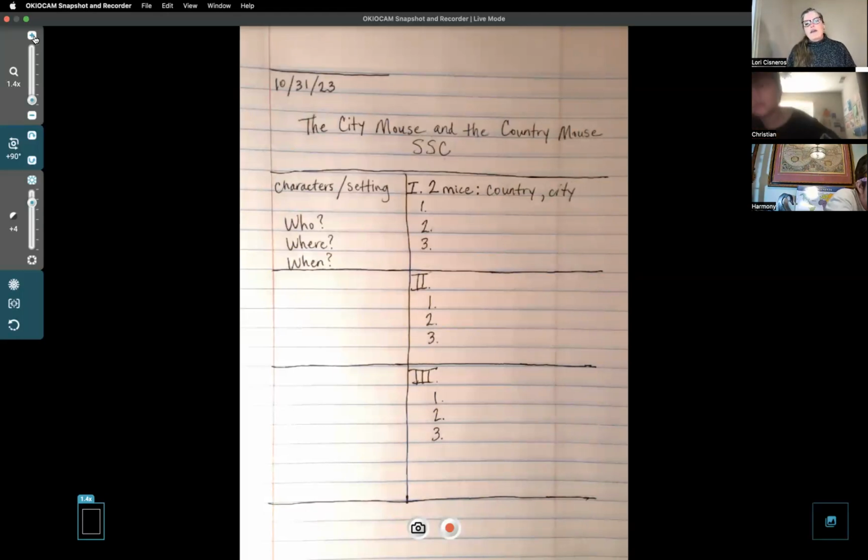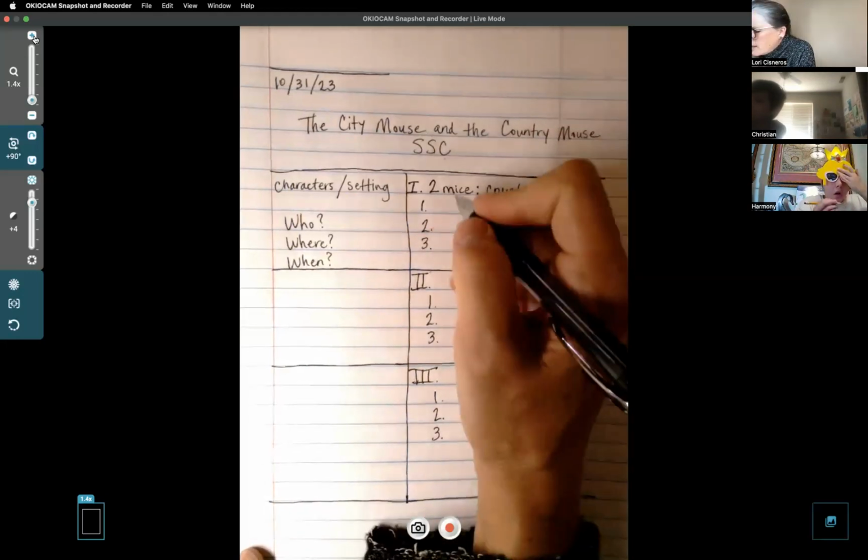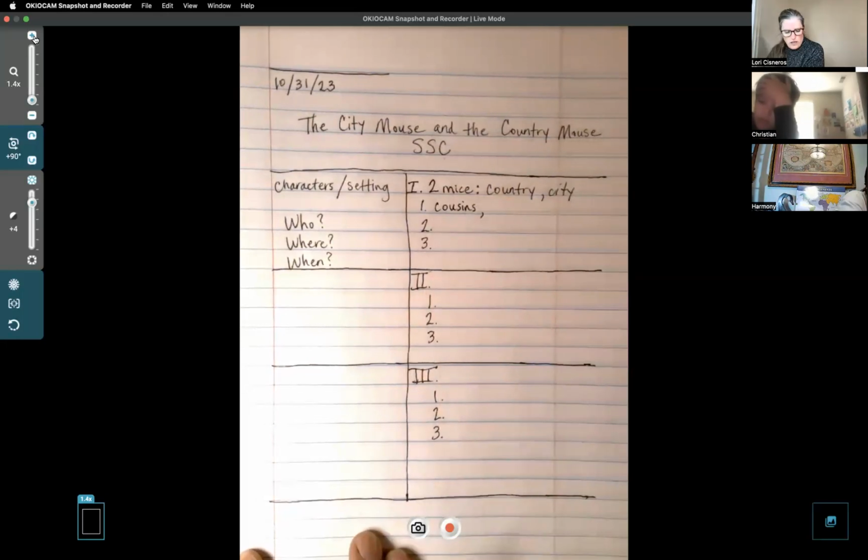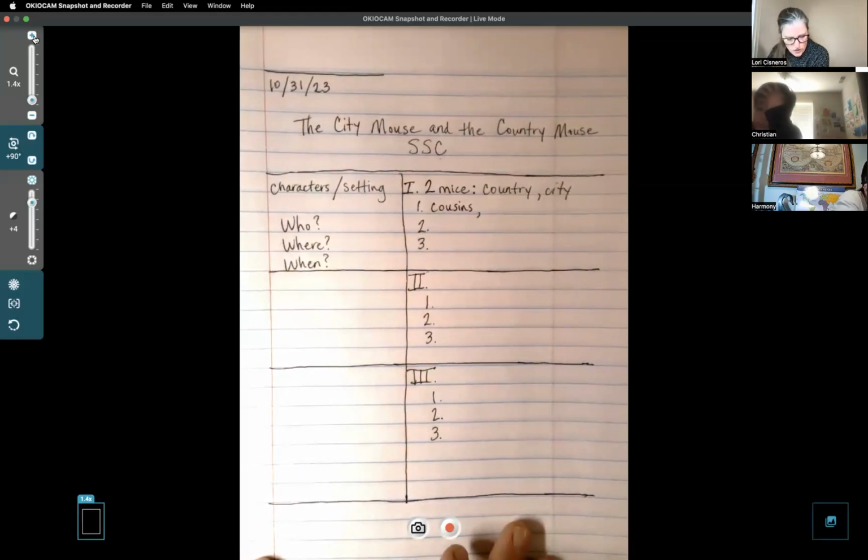And how are they related, Christian? Do you remember what it said about how they're related to each other? They're cousins. I think that's important to mention here too. And in the first part of the story, who visits who first, Christian? Who goes to whose house first? The city mouse visits the country mouse.